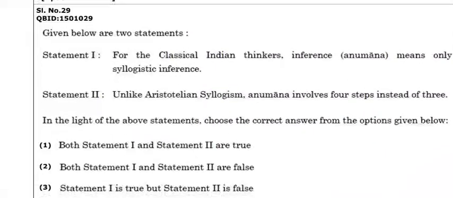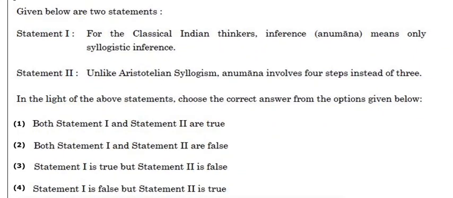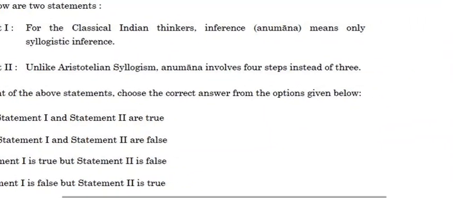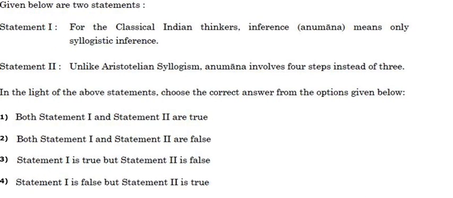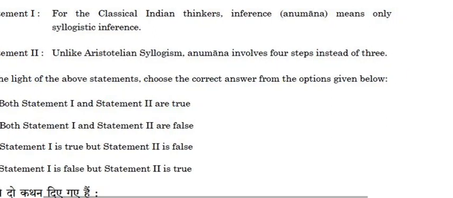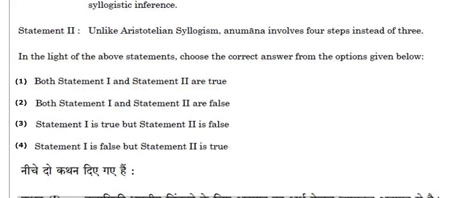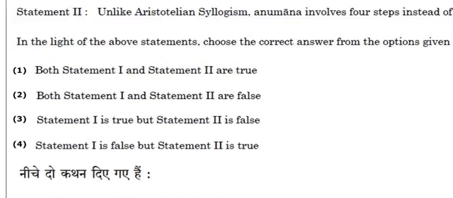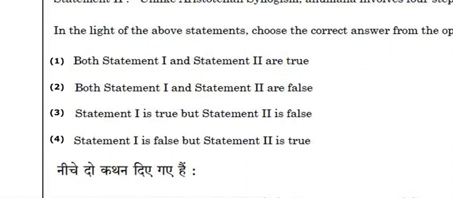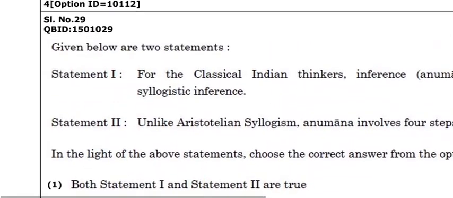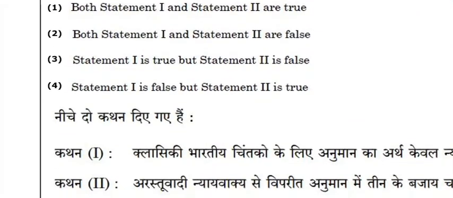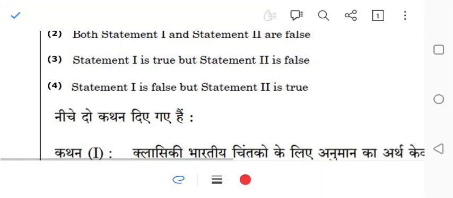28 done. 29 says, given below are two statements. Statement 1 says, for the classical Indian thinkers, inference or anumana means only syllogistic inference. Statement 2 says, unlike Aristotelian syllogism, anumana involves 4 steps instead of 3. In the light of the above statements, we have to choose the correct answer from the options given below. Both statement 1 and 2 are true. Both statement 1 and 2 are false. Statement 1 is true, but statement 2 is false. Statement 1 is false, but statement 2 is true. So these are the options. 29, correct option will be C. That means statement 1 is true, but statement 2 is false.